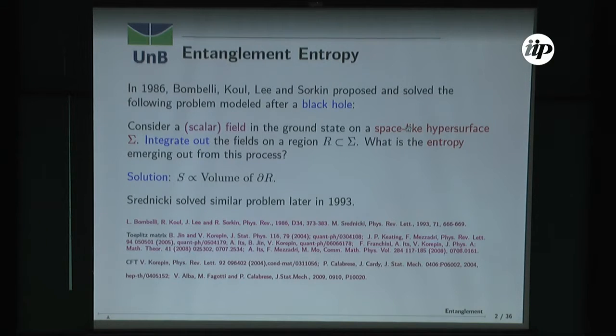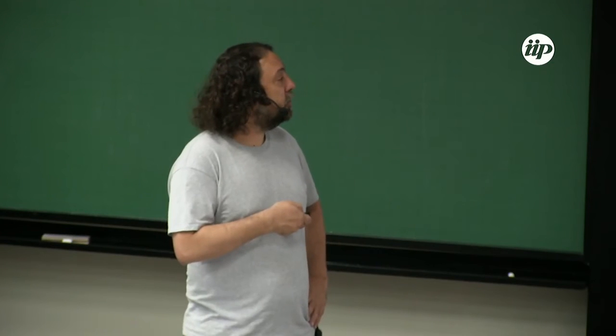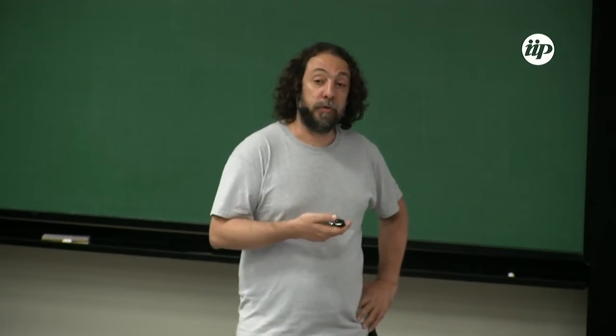In the 80s, Sorkin and his group, Bombelli, Cohen, Lee, proposed the following idea. We take a spatial surface, as they call it in this community, and on this surface you define a scalar field. Then you consider a region that is supposed to model the black hole, and you integrate out the fields. The question is, what is the entropy emerging out of this process?